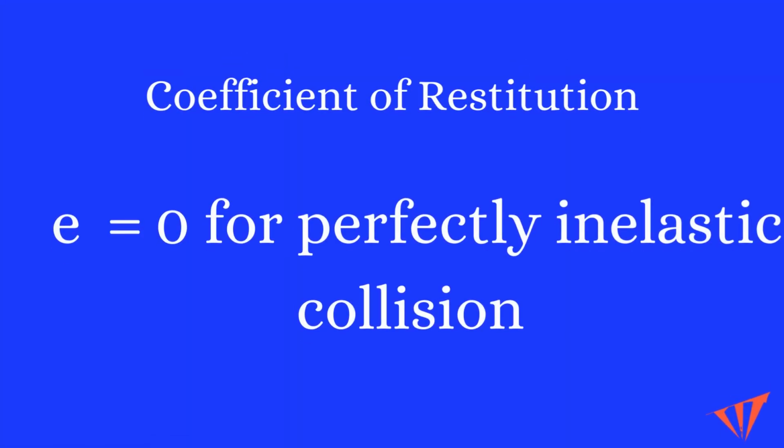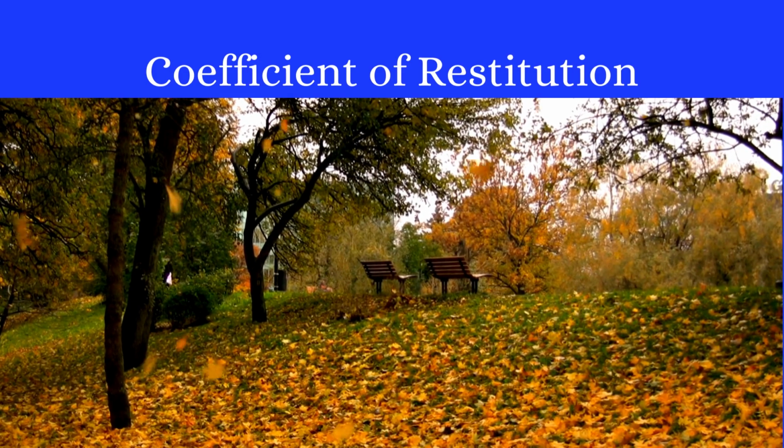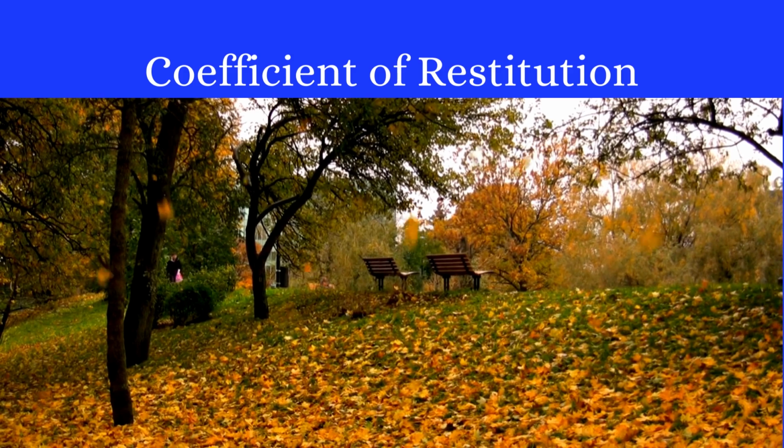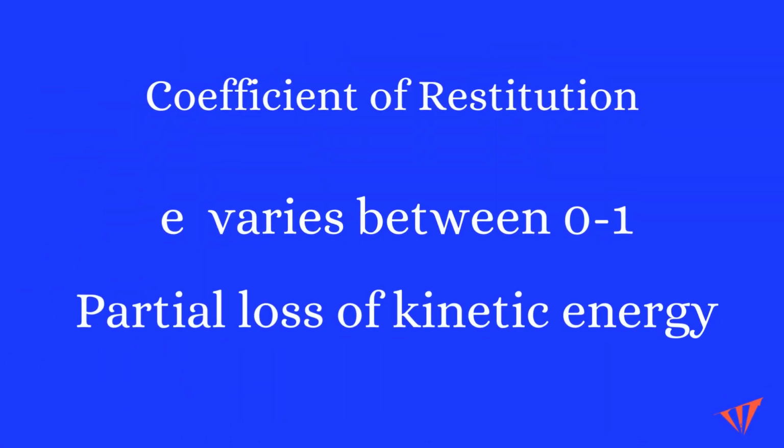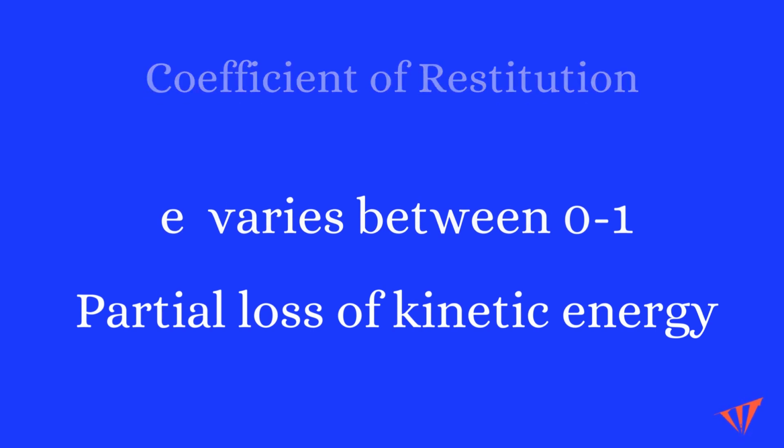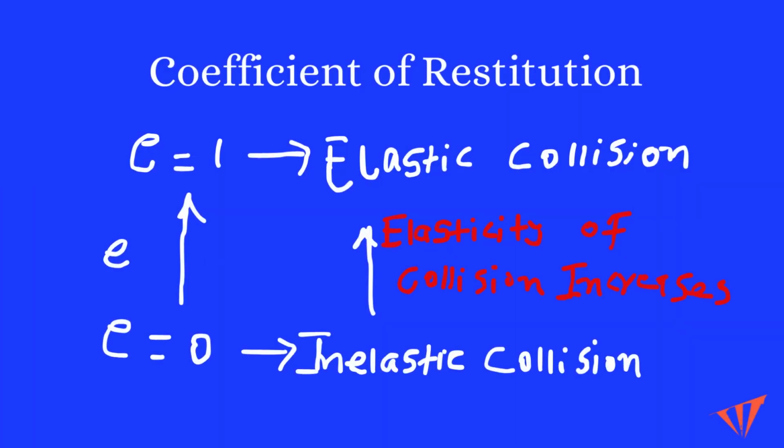When e equal to 0, it represents a perfectly inelastic collision, where kinetic energy is completely lost and objects stick together after the collision. For values of e between 0 and 1, it represents a partial loss of kinetic energy. The higher the coefficient of restitution, the more elastic the collision, and the more kinetic energy is conserved. Conversely, a lower value of e indicates a more inelastic collision with more energy lost.